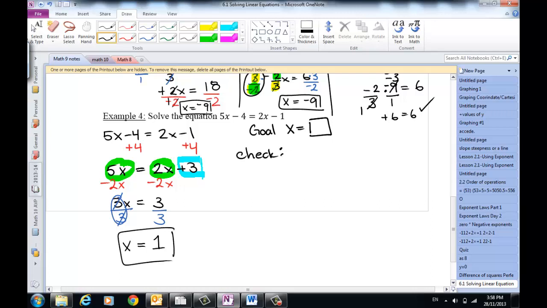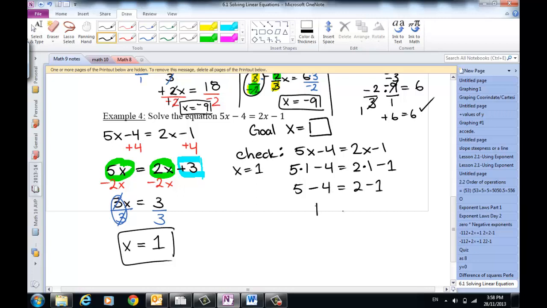Checking it is good. My question started off as 5x minus 4 is equal to 2x minus 1. I'm going to check it for when x equals 1. Wherever I see an x, I'm substituting that 1. So I've got 5 multiplied by 1 minus 4 is equal to 2 multiplied by 1 minus 1. Well, 5 times 1 is 5, take away 4, is equal to 2 multiplied by 1 is 2, take away 1. Well, 5 minus 4 is positive 1, 2 minus 1 is positive 1, 1 does equal 1. Yes, I got my answer, which is x equals 1. All right, and that is our first solving equations lesson.